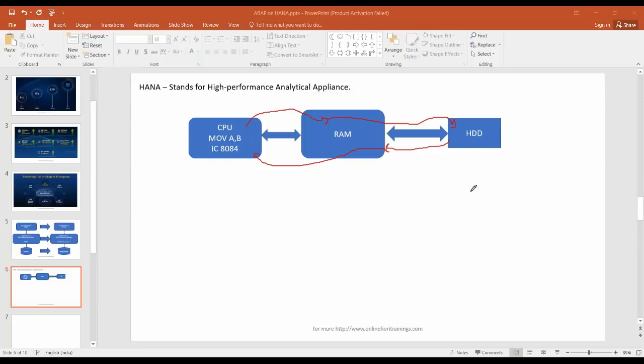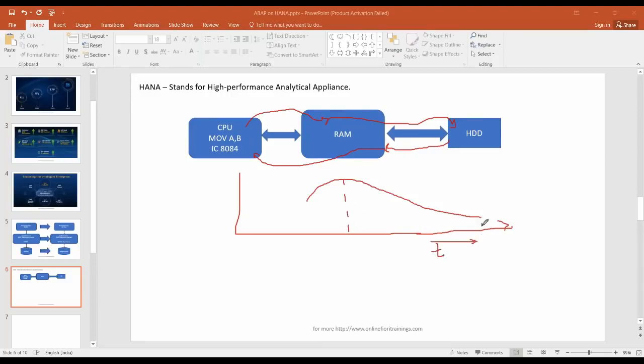Now in terms of cost, if you look at the cost of the memory, the RAM has a higher cost and less processing time. On the other side, the hard disk has a lower cost but a large processing time. So the time taken to process the data in the RAM is less, and the time taken to process data in the hard disk is more. In terms of cost, the cost of the RAM is high as compared to the cost of the hard disk.